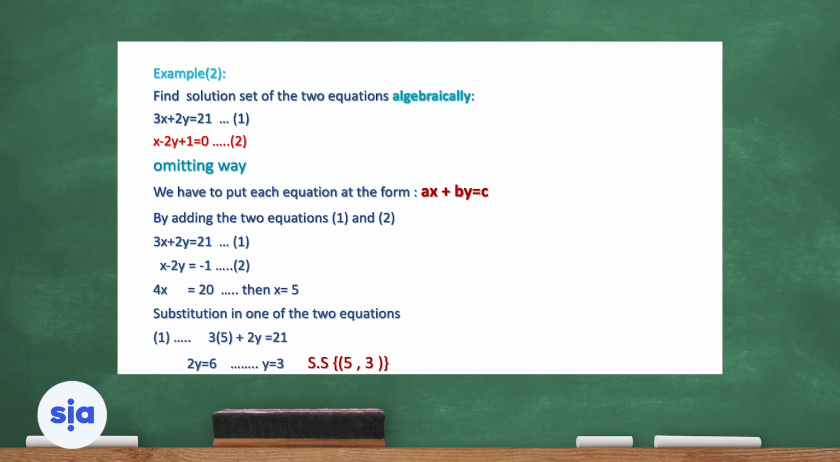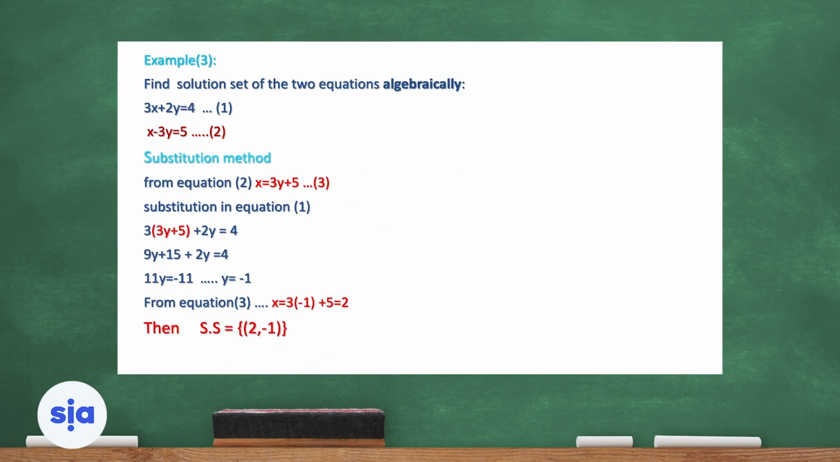Here, I succeeded to find the value of x and to find the value of y. So in this case, the solution set will be 5 and 3. In example 3, it has two equations, and the question wants me to find the solution of these two equations algebraically. The first equation is 3x plus 2y equals 4, where the second equation is x minus 3y equals 5.